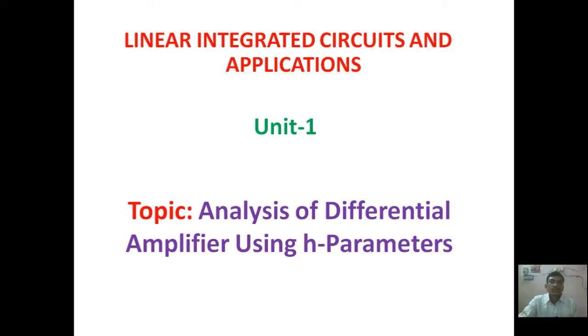Hello students, up to now we have seen the differential amplifier analysis using R parameters. I will just recall what a differential amplifier is. The differential amplifier is an amplifier which amplifies the difference between the input signals. If two input voltages are there, then the difference between the two inputs will be amplified by the differential amplifier. That type of amplifier is called a differential amplifier.